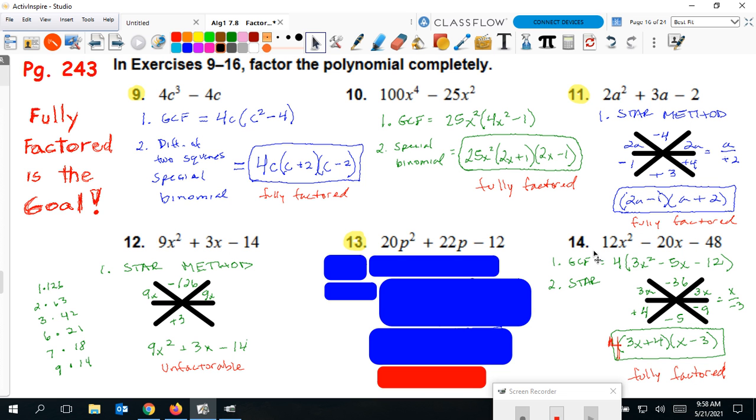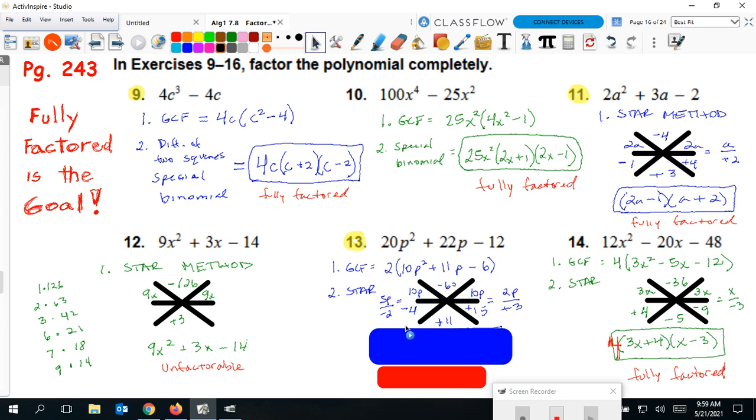For number 13, this one does have a GCF because they're all even numbers. So we definitely know there's a GCF here with 20, 22, and 12. We can factor 2 out of this one. That is the greatest common factor, just the 2. Divide everything by 2 and you get 10p squared, 11p, and then a minus 6. With the 10 up front, we're going to need to use the star on this one as well. So with 10p squared, 10 times negative 6 is negative 60 on the top, and the 11 is going to be on the bottom. So negative 60 and 11.